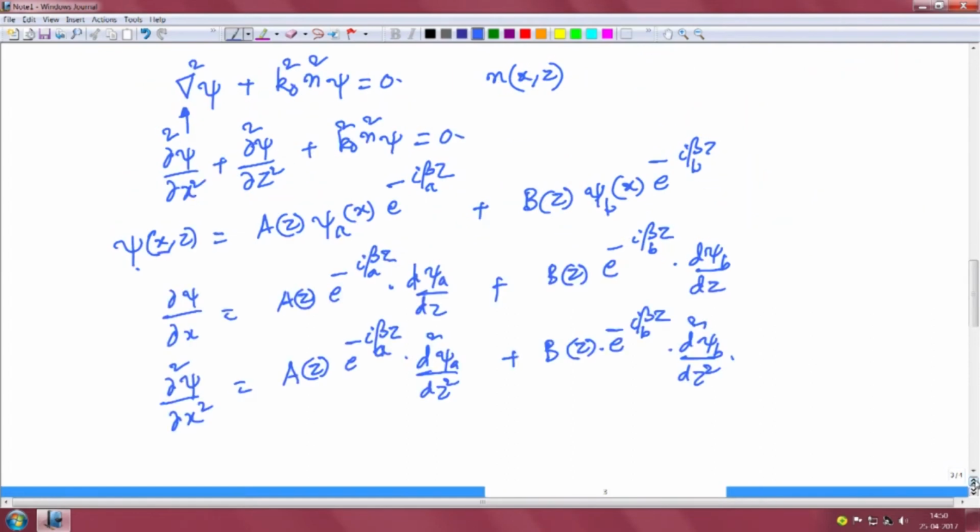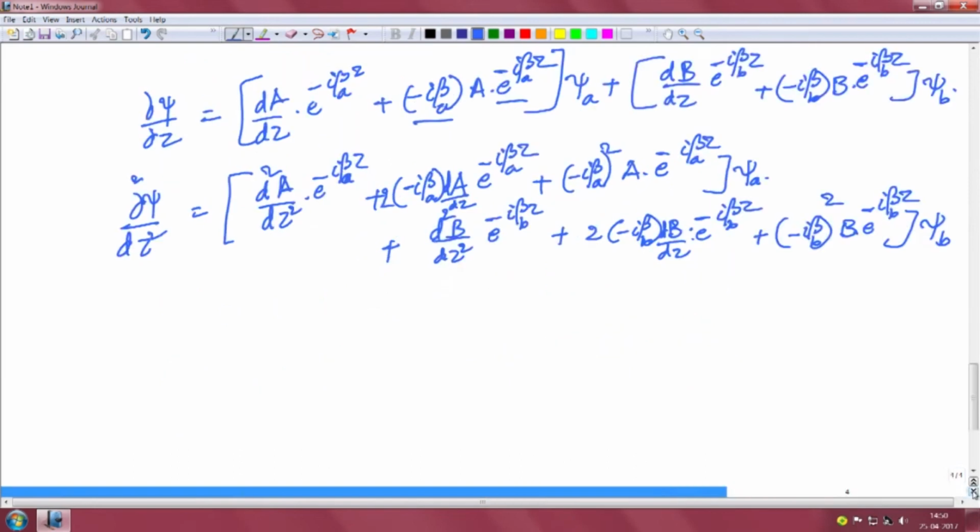So you can see the expression of psi differentiated with respect to x. All this we need to put in this wave equation and simplify. So before we go further, we will try to see if some of the terms can be neglected.